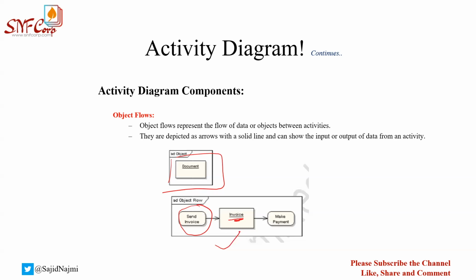An object is nothing but an object. A pen is an object, your book is an object. So you can simply represent how the object is flowing between two activities. In this example, we have send invoice as one activity, make payment as another activity, and between them the object is flowing. We're sending some invoices. Invoice is an object. So I can show it this way in this example. Clear?